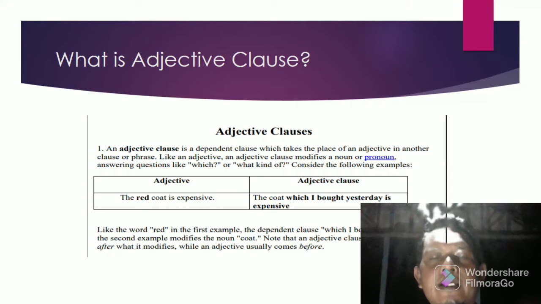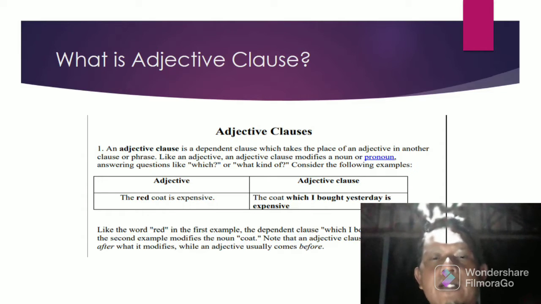Adjective, almost the same, modifying the pronoun or noun. And take a look at the example. The red coat is expensive. This is a usual adjective. Then in the right table we have an adjective clause. The coat which I bought yesterday is expensive.